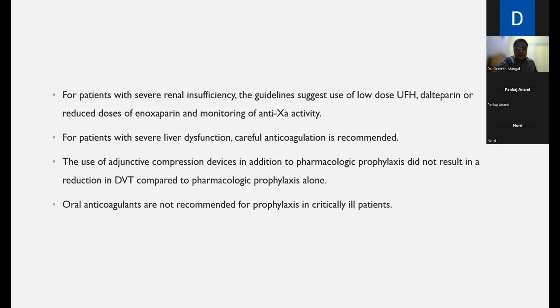The use of adjunctive compression devices in addition to pharmacological prophylaxis did not result in a reduction in DVT compared to pharmacological prophylaxis alone. So it is not very much recommended. And oral anticoagulants are not recommended for prophylaxis in critically ill patients. So we have to use injectables, the subcutaneous low molecular weight heparins.